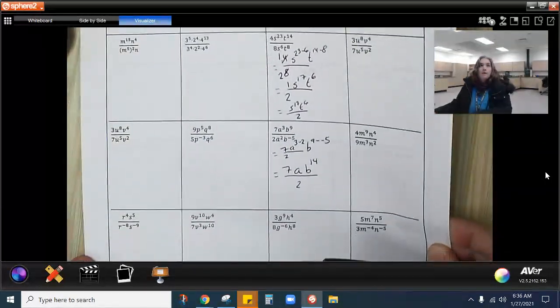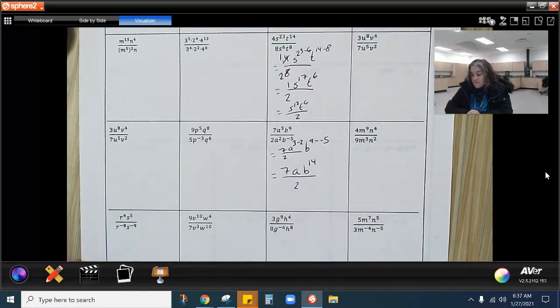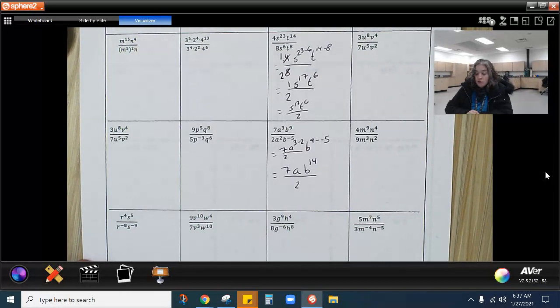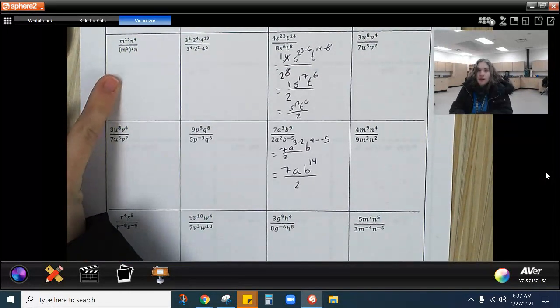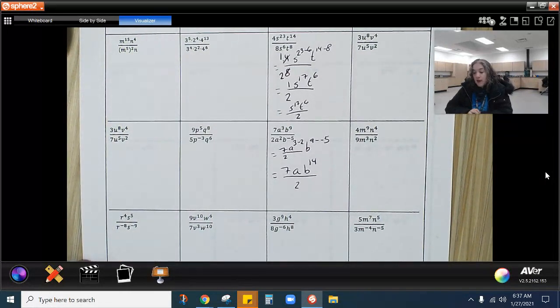All right, I'm going to slide this up a little bit more. So try 5 more on this page. I would skip this one and come back to it because we're about to learn that rule next. So try 5.